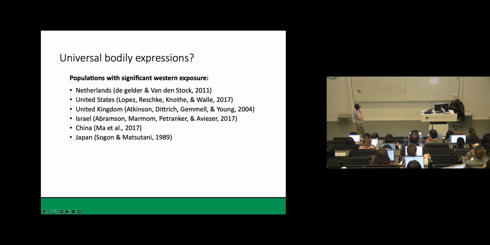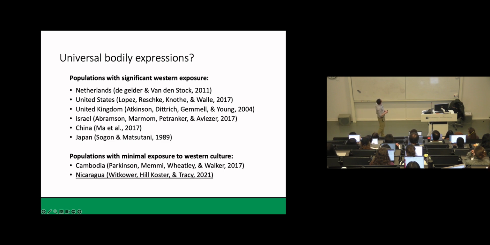There's been evidence of recognition of bodily expressions of emotion in the Netherlands, United States, United Kingdom, Israel, China, Japan, and all of these are cultures that are more industrialized. But there's also been evidence from less industrialized, small-scale traditional societies, including places in Cambodia and Nicaragua. I've underlined that because that's me.